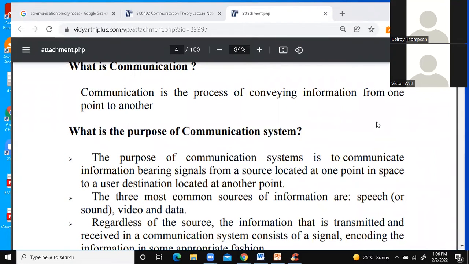All right. So this is stuff that we have gone over. A communication system is the process of conveying information from one point to another. Why do we do this? And what's the purpose of the communication system? The purpose of the communication system is to communicate information-bearing signals from a source located at one point in space to a user destination located at another point.